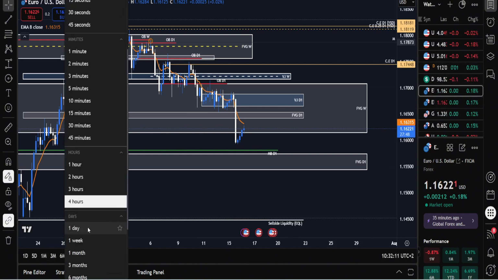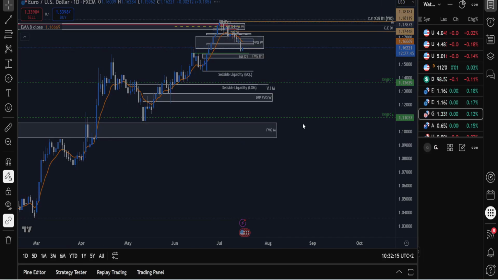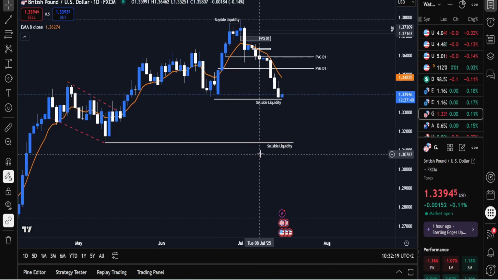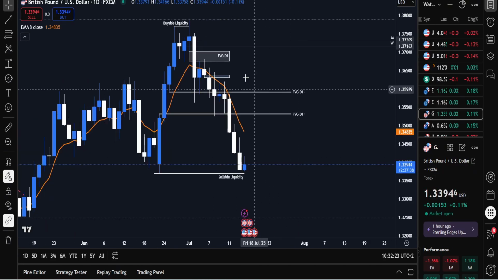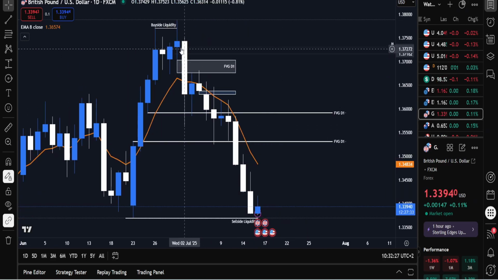And that's just a quick overview of the euro dollar, and we can quickly look at the pound dollar. When the dollar is bullish, then the British pound and the euro dollar will be bearish. We can see here, this is our quarterly shift. We had displacement down and a market shift. After taking buy side, we traded into our daily fair value gap.